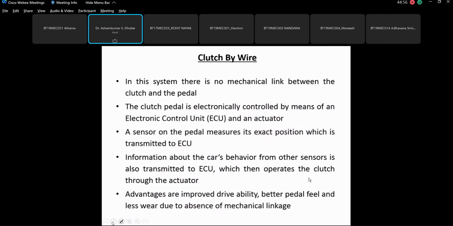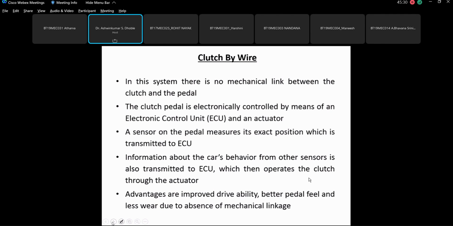So now clutch by wire, this is going to be the new way of operating the clutch, and there is no need of any mechanical linkages, and you can use it by using the electronics in the vehicle. So in this system, there is no mechanical link between the clutch and the pedal. The clutch pedal is electronically controlled. This is by potentiometer, or you can say LVDT type of sensors are there. The moment you press the clutch pedal, it will sense the displacement of the pedal, and based on that displacement, the input is given for the operation of the clutch.